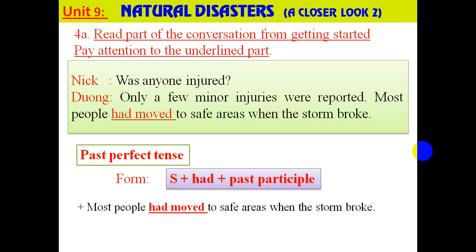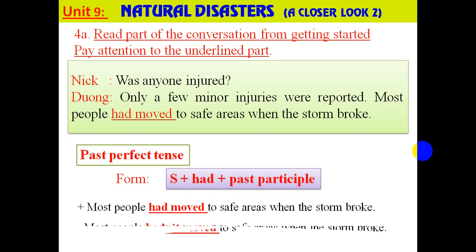Ở phần này thầy nói thêm là chúng ta có thêm một mục ngữ pháp mới nữa, đó là thì quá khứ hoàn thành. Chúng ta quan sát vào tình huống, ví dụ và cấu tạo của nó. Tình huống trong bài hội thoại giữa Nick và Dương của phần Getting Started, bạn Dương có đề cập tới từ had moved. Trong ví dụ, phần lớn người ta đã chuyển tới những nơi an toàn khi trận bão giáng xuống.